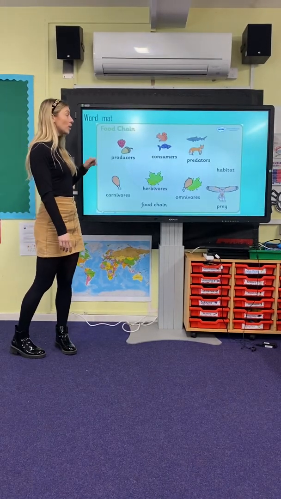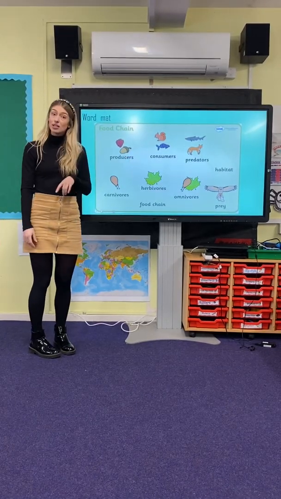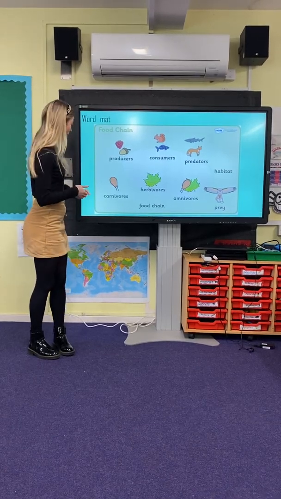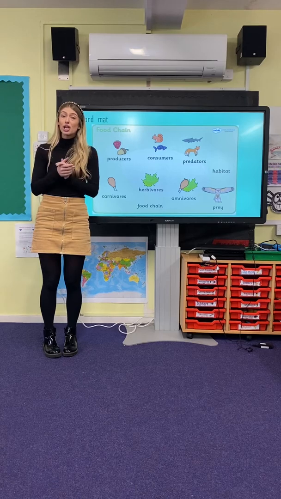We've also got a little word map here if you want to have a go at practicing some of those spellings correctly for when you come to label your food chain. But yeah, we're looking forward to seeing what ocean food chains you come up with.